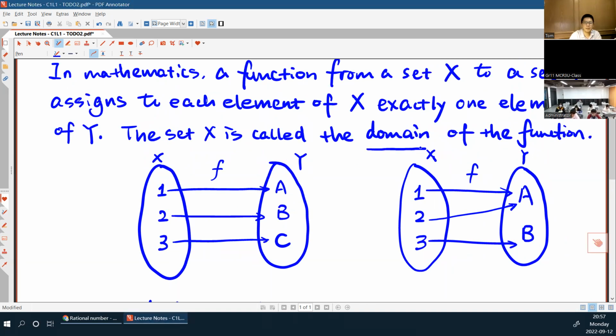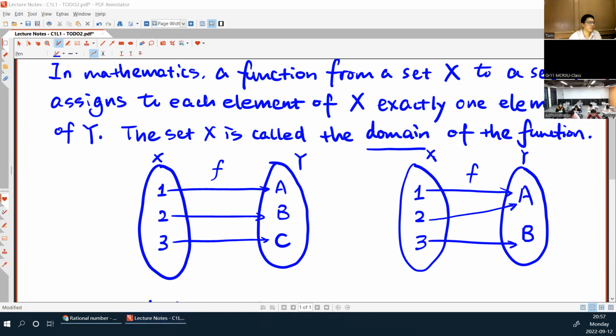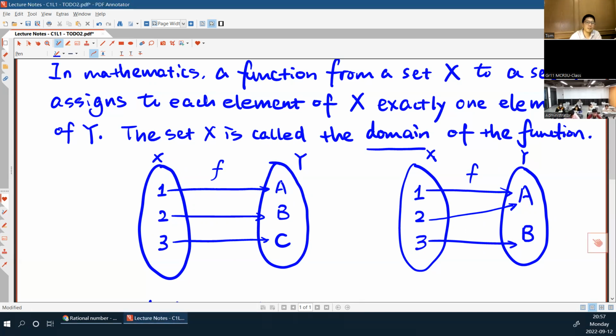So what is the range? The range or image of a function is the set of the images of all elements in the domain. So for example, in the left diagram, the element A is called the image of 1. And all the images in set Y is called the range of this function, right?